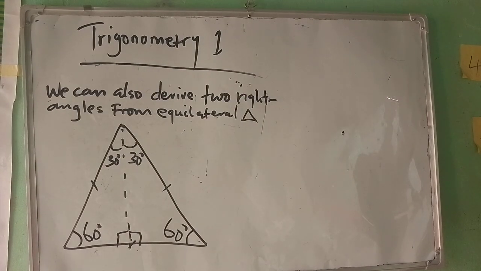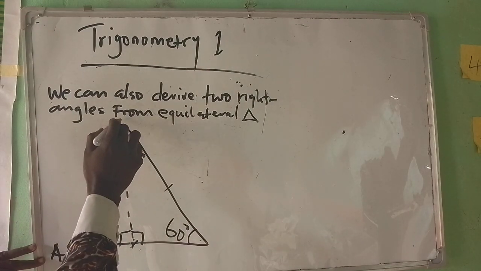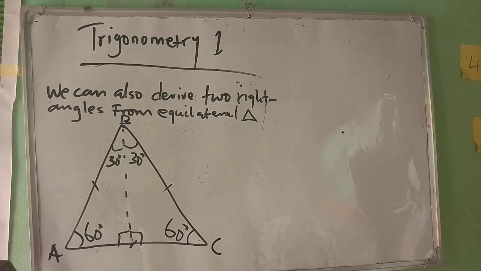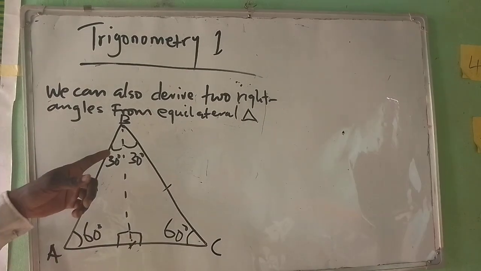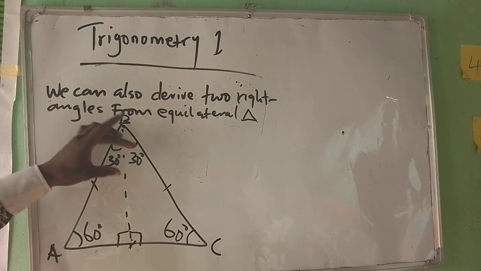Okay, we can also derive two right angles from equilateral triangles. What is an equilateral triangle? An equilateral triangle is a triangle in which all the angles are equal and all the sides are equal. That means our A should be equal to B and B should be equal to C. The angles they represent are equal. This is 60 degree, this is 60 degree, and this is 60 degree.